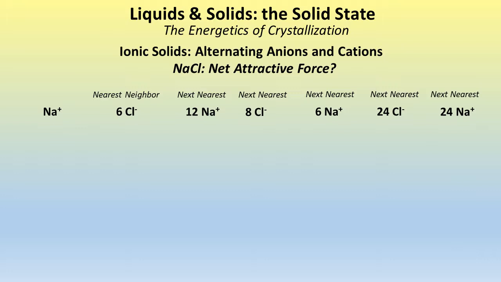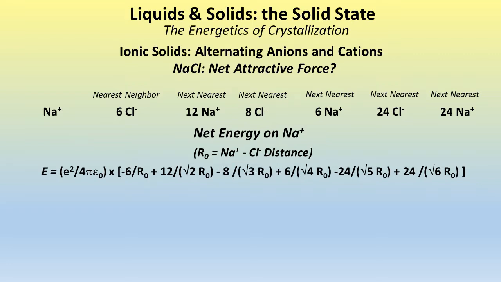The net energy felt by our original sodium ion, where R0 is the initial Na+ Cl- distance, is essentially Coulombic: e squared over 4 pi epsilon 0 times [minus 6 for the 6 chlorides over R0, plus 12 over radical 2 R0 for the 12 sodium nearest neighbors, minus 8 over radical 3 R0 for the next 8 chlorides, plus 6 over radical 4 R0 for the 6 sodiums, minus 24 over radical 5 R0, plus 24 over radical 6 R0], and again the series goes on and on.